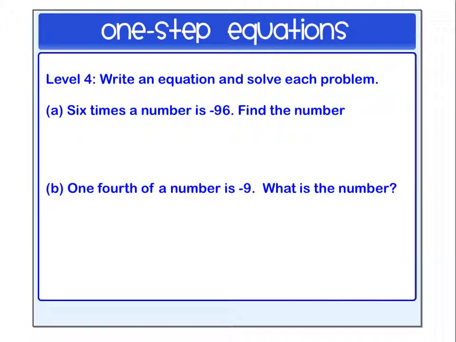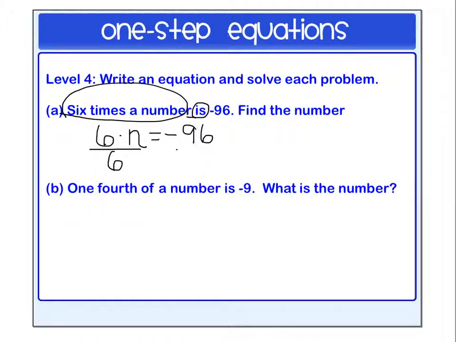When we get to the last page, you'll notice that now we have word problems again. It says 6 times a number, and we don't know what the number is, so we're going to call it n, is in math means equals negative 96. This one we can find the number because when something's connected to our variable by multiplication, we undo it by using division. 6 over 6 leaves me with 1n equaling negative 96 divided by 6 gives us negative 16.